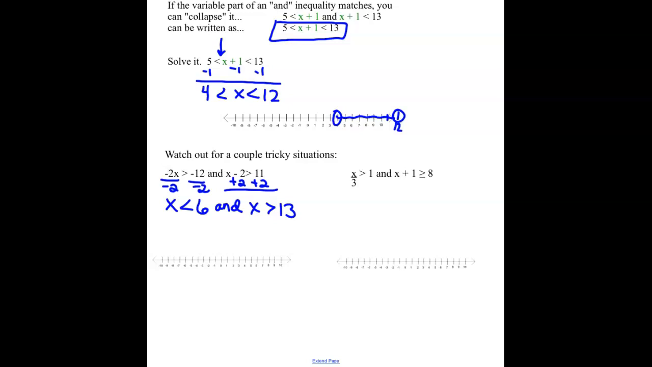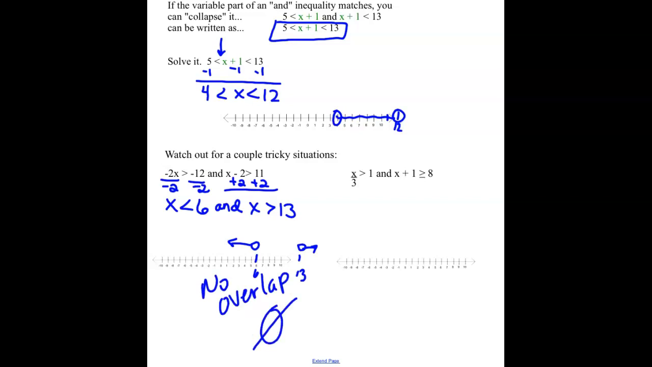Well, if we tried to graph that, here's 6, 13 is going to be over here. We want to be smaller than 6 and at the same time bigger than 13. There is no overlapping section there. So we would on this one say no solution.